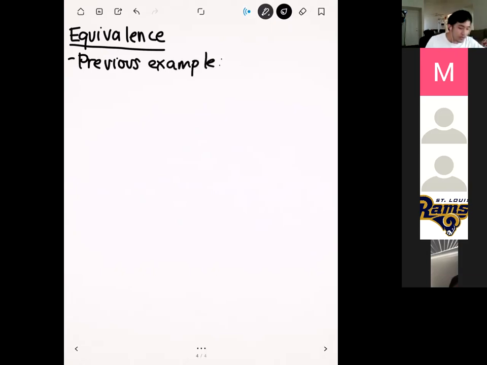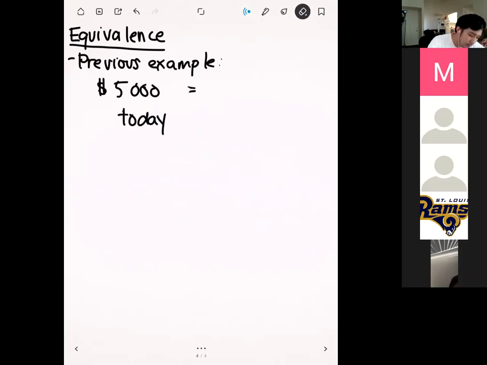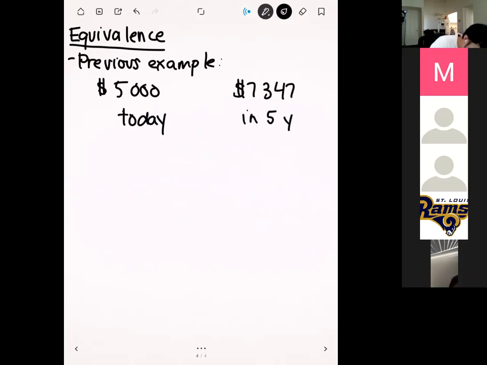Okay. So if I could sum up the previous example in just a couple lines. The $5,000 that you had, this is $5,000 that you have today. Okay. And then at the end of 5 years, what your friend is going to be paying you is $7,347. So your $5,000 today will be worth $7,347 in the future. Okay. Through loaning your friend that money.